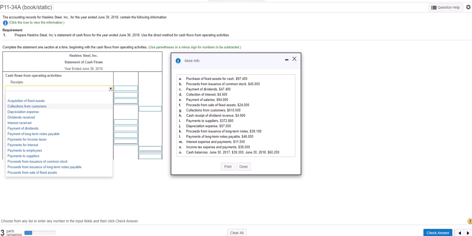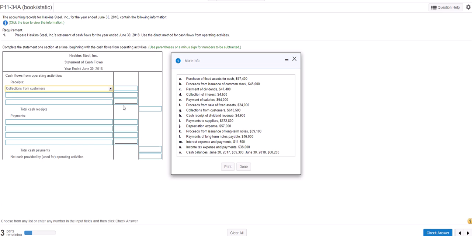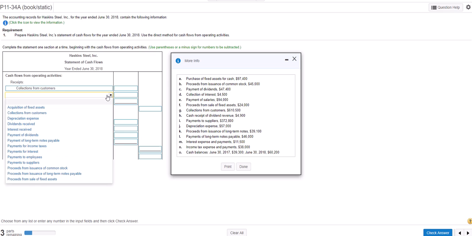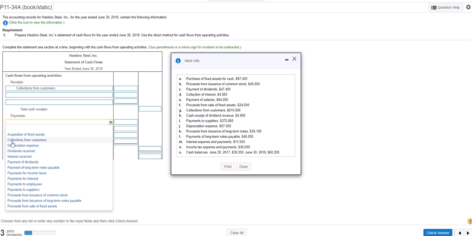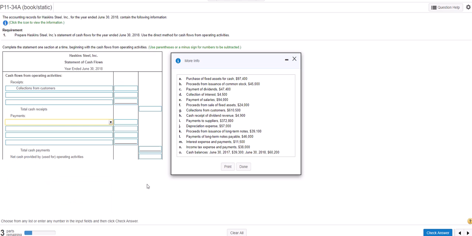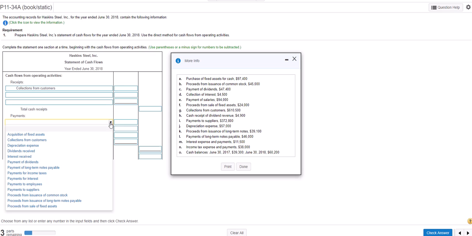So when we have a collection from a customer, right, then I would basically start here and say which things are my operating. So if it says proceeds, or a collection, chances are it's a receipt, meaning it's money coming in. If it says something like payment, then you know that that's money going out. So really what we have to figure out is which things are operating.